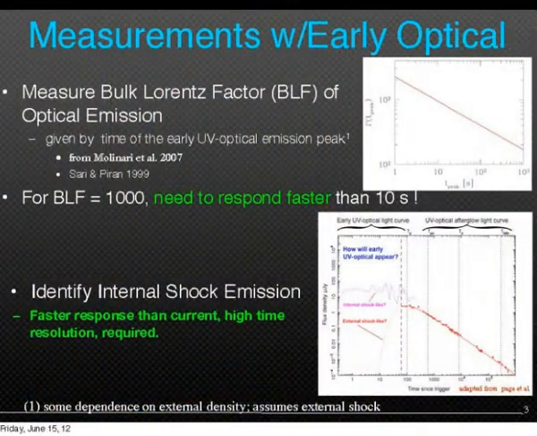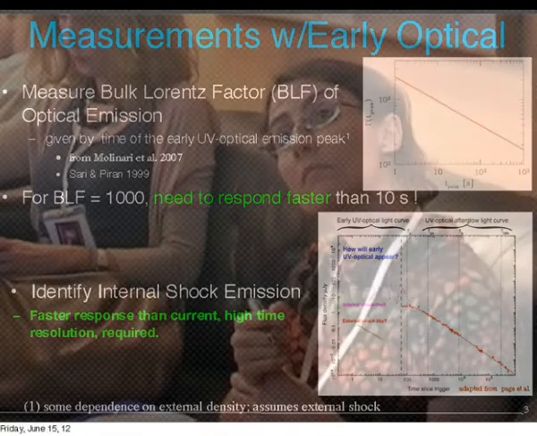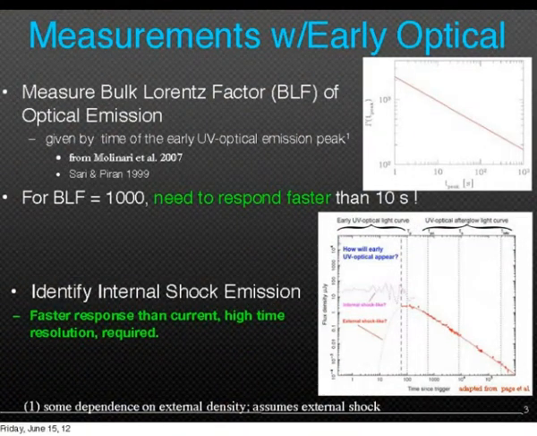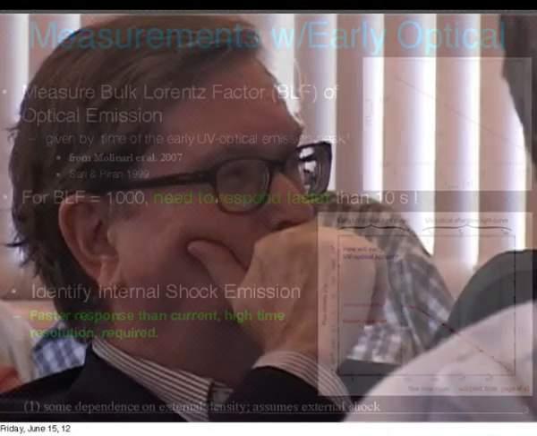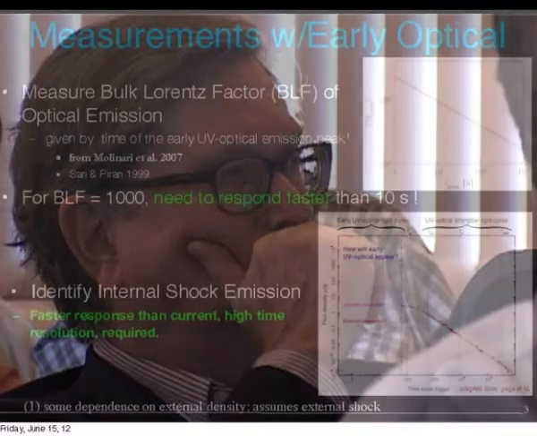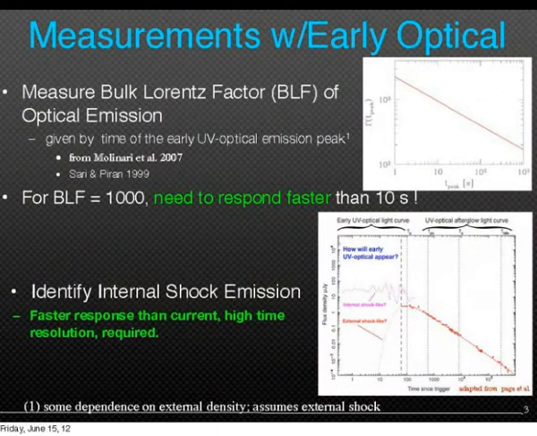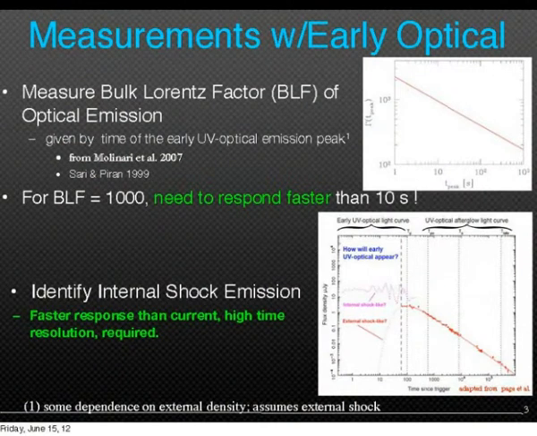We think that, using simple assumptions, from Molinari et al, 2007, you can get an estimate of the bulk Lorentz factor just by looking at the time of rise. As you can see here, you look at the rise time and you get a bulk Lorentz factor. Looking at this, you end up with Fermi-like factors of 1,000 at 10 seconds, and you can get faster or slower. For a bulk Lorentz factor of 1,000, like the Fermi kinds of values, you need to respond faster than 10 seconds. Again, that's why we have this very fast response system.